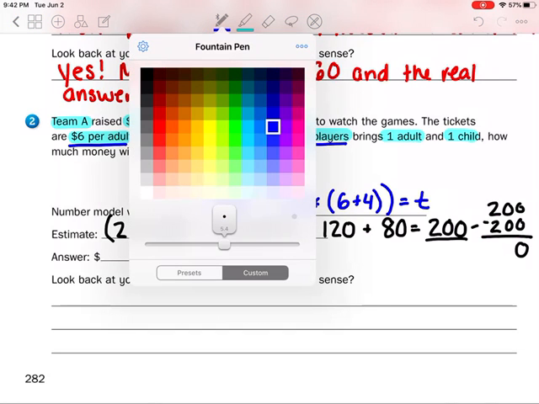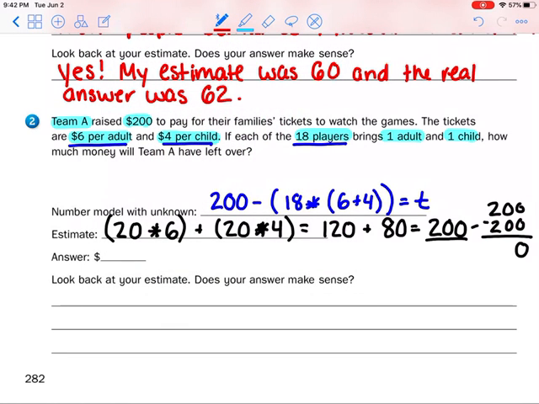So first we have to do what's inside the smallest parentheses first. So 6 plus 4 is 10. And now I'm going to do 18 times 10. And I know that 18 times 10 is 180, and I subtract that from the $200 they raised. So they have $20 left over after each player buys one adult and one child ticket.